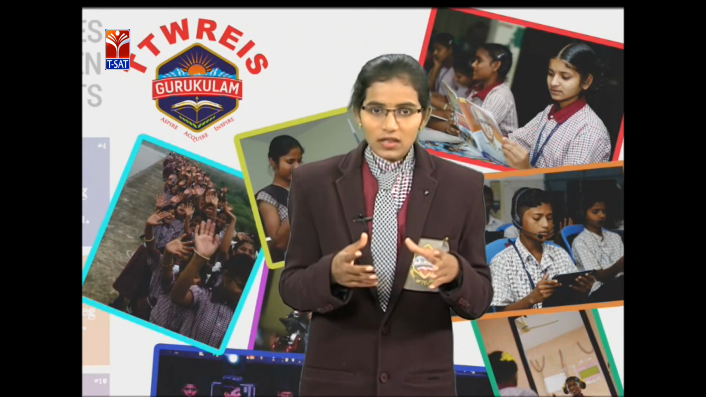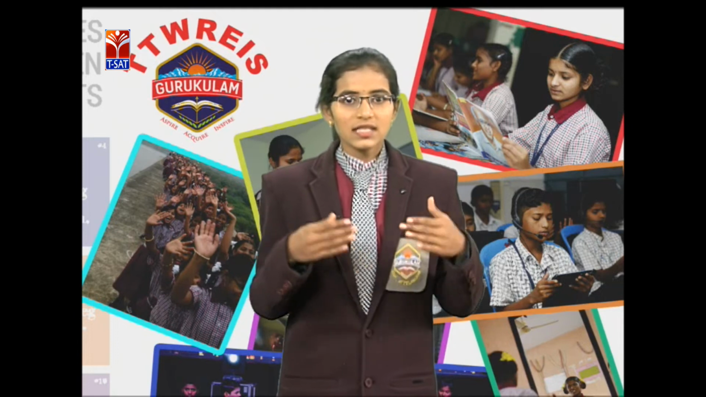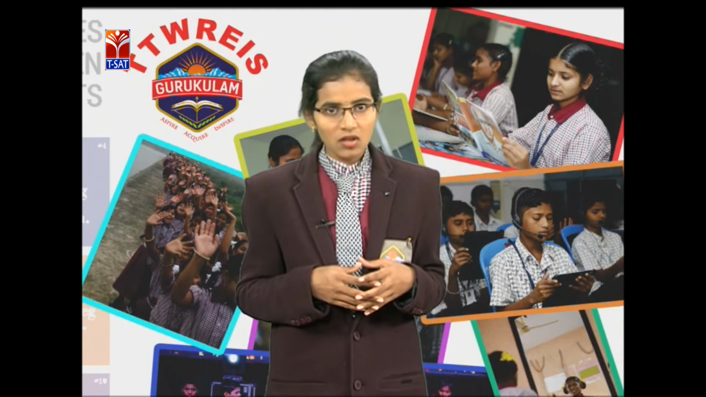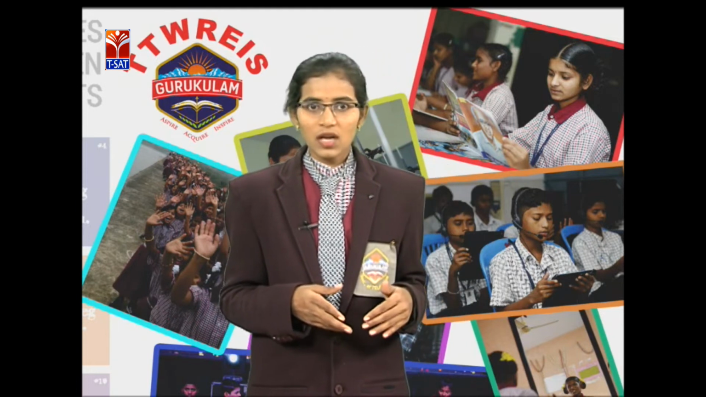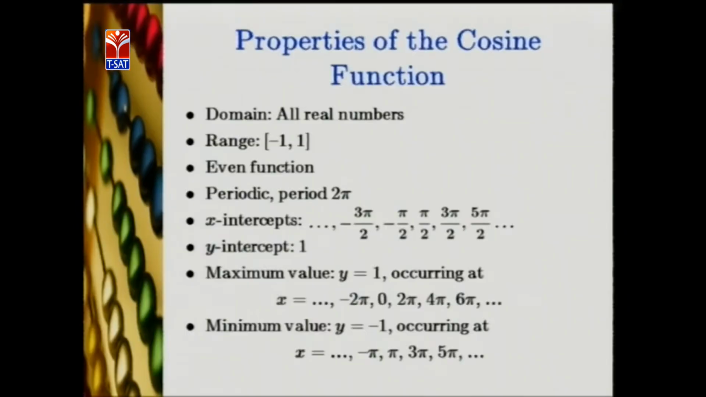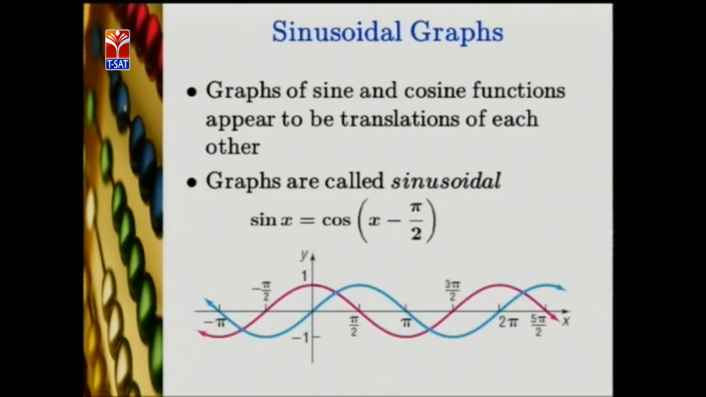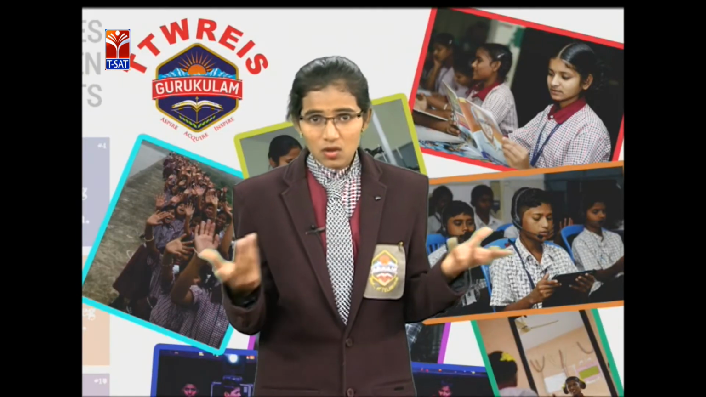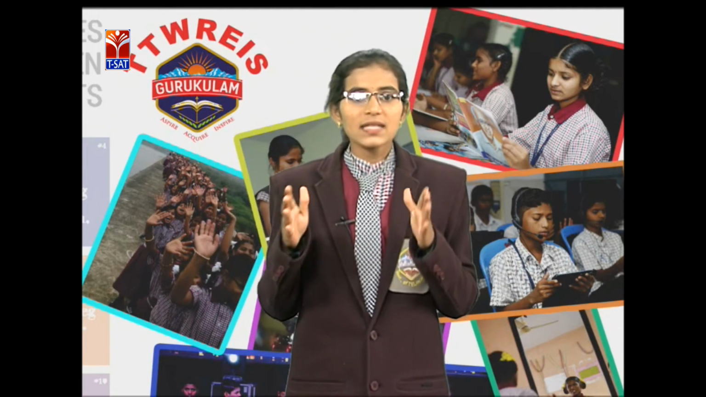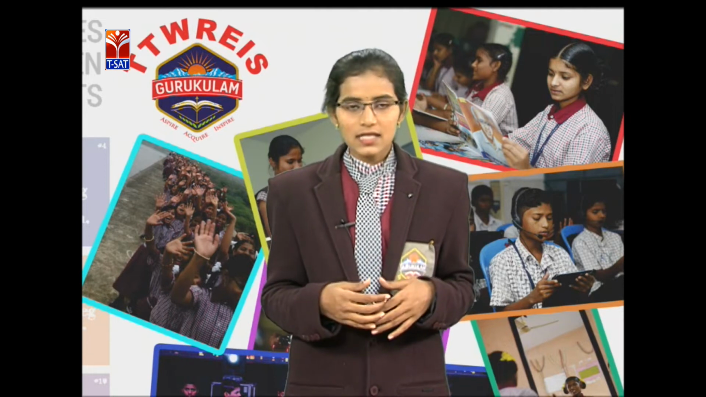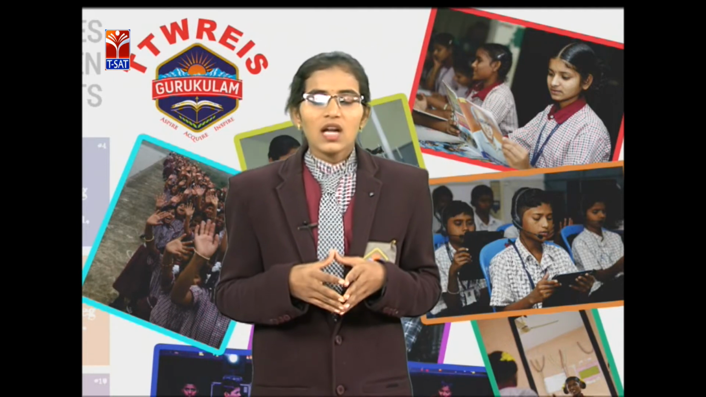So these are the properties of the cosine function. We know the domain, the range, whether the function is even or odd, the period, x-intercepts, y-intercepts, maximum value and minimum value. All these indicate the properties of the cosine function. Now we can discuss the sinusoidal graph. I think you may have a doubt about what a sinusoidal graph is; this is a new word. When the phase difference between two graphs is 90 degrees, that indicates a sinusoidal graph.